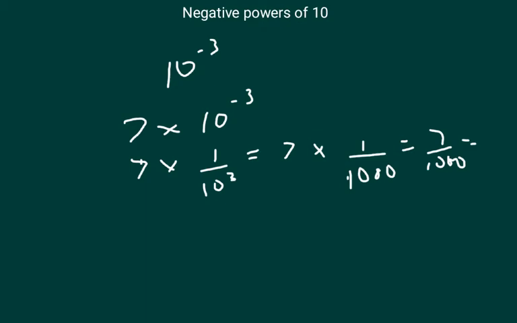Or better written as 7 tenths, hundredths, thousandths. So how did that happen? Well, we had the 7, and if we put a decimal, it would be right there. This tells us how many places the decimal is going to move from here. It's going to go to the left.